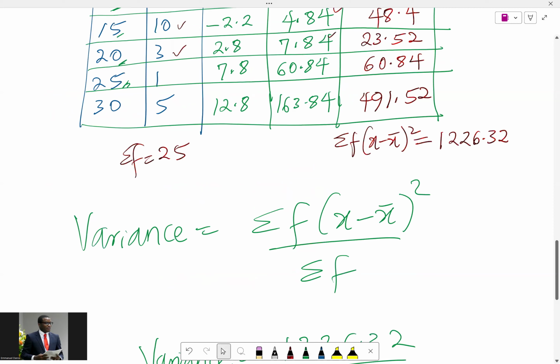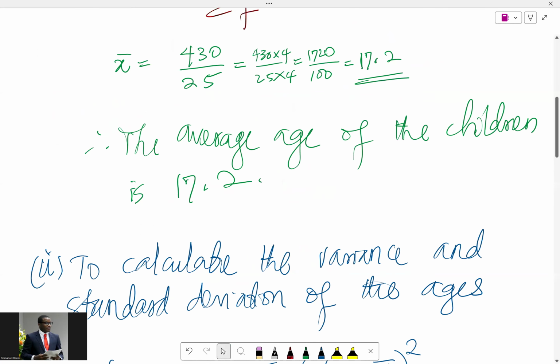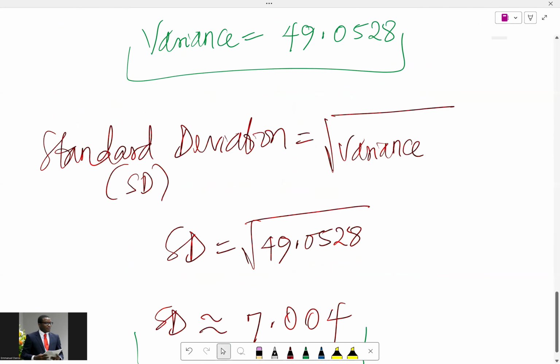Okay. So we have found the variance and standard deviation. That's the second part of the first part, so to speak. Then the last thing is we want to find the coefficient of variation of the children's age. Okay, we can make a comment, right?